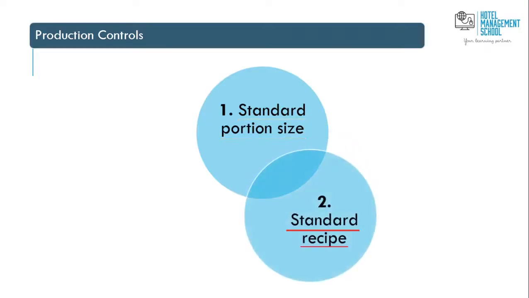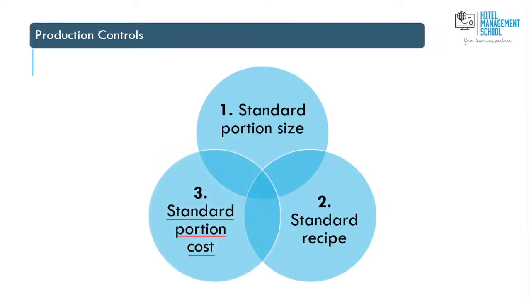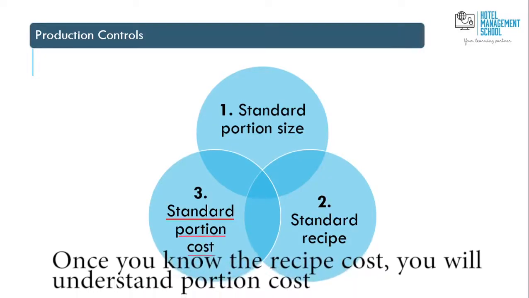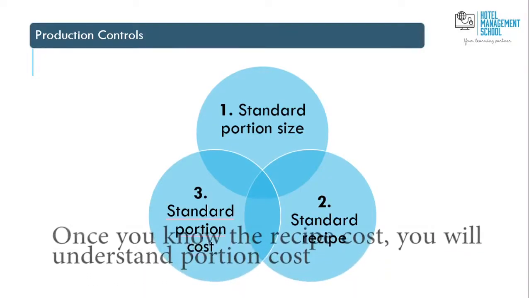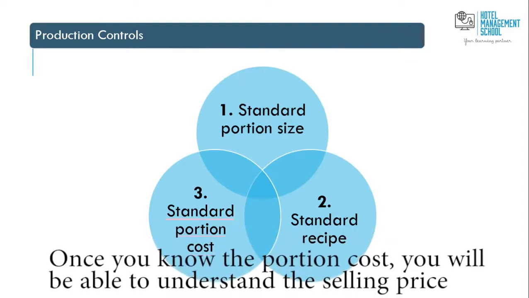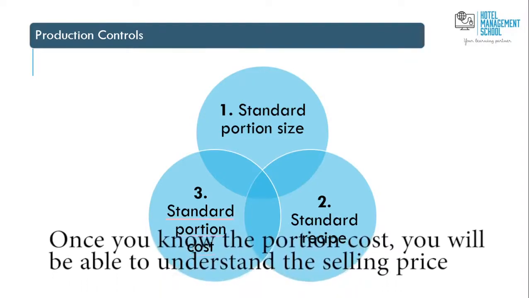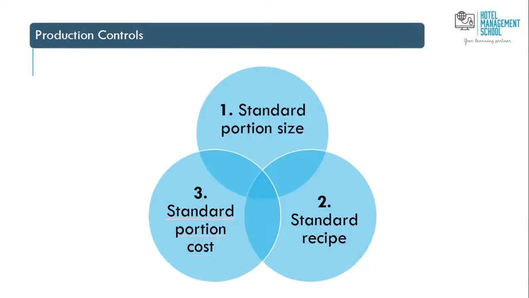Then the second step is the standard recipe, and the final standard is the portion cost, right? How you determine the portion cost. Once you know the recipe cost, then you can understand the portion cost. Once you know the portion cost, you will be able to understand the selling price, correct? So what is the difference between the standard portion cost and the recipe? Why do you need to understand the portion cost separately from the recipe cost? Is there any relationship between the portion and the recipe?